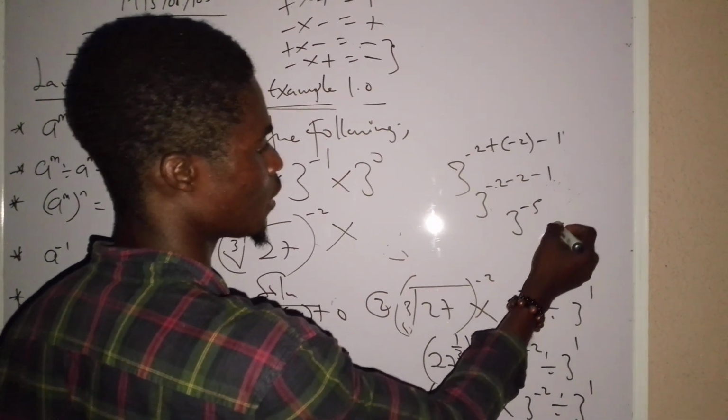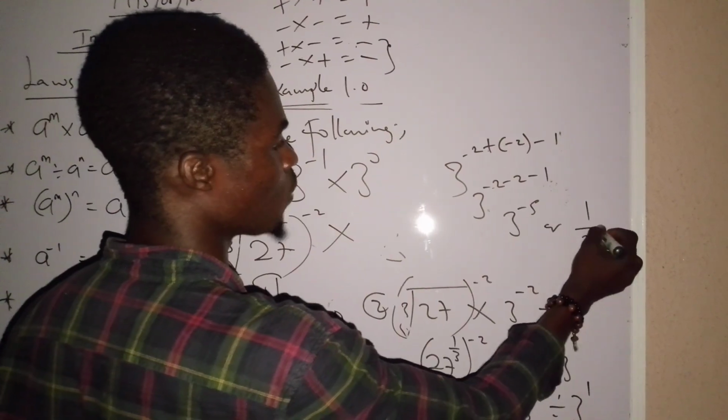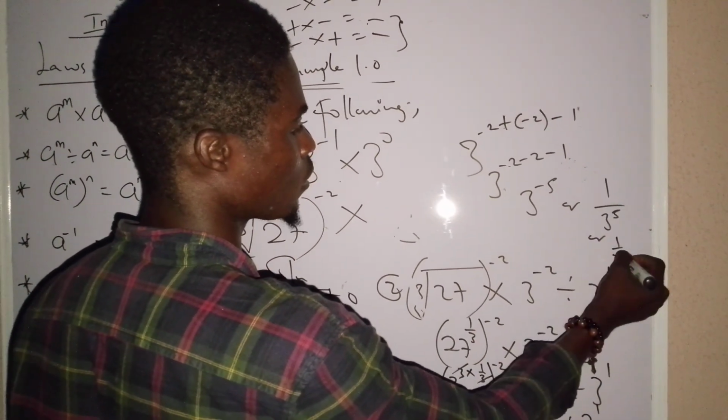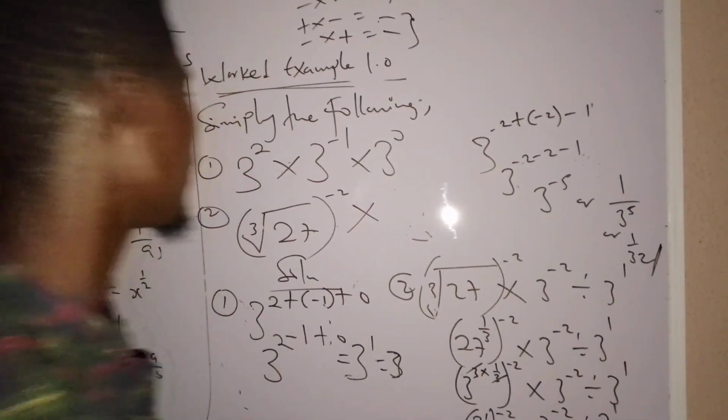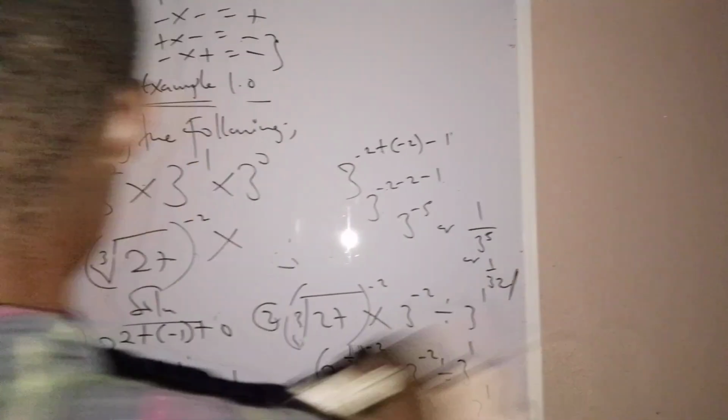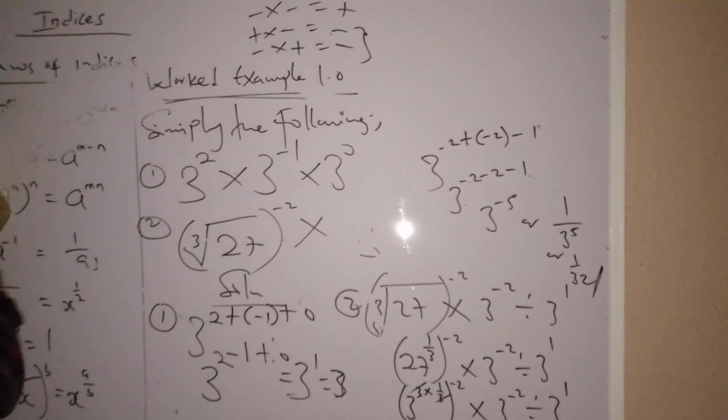So it's either you leave the answer like this, or 1 over 3 is power 5, or 1 over 3 is power 1 over 32. Anyone is fine. So it's very easy. If you are following me, you will understand.